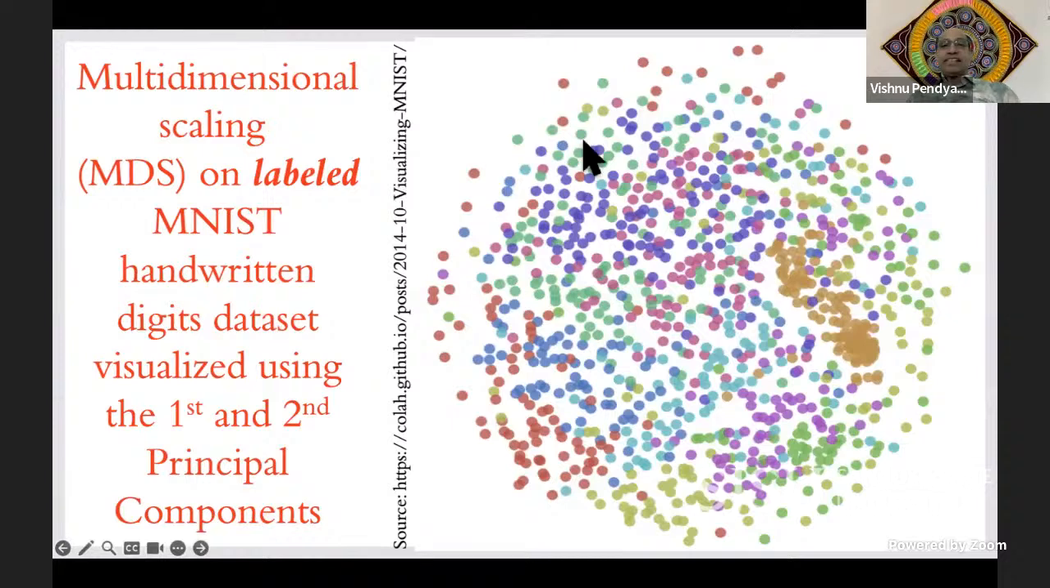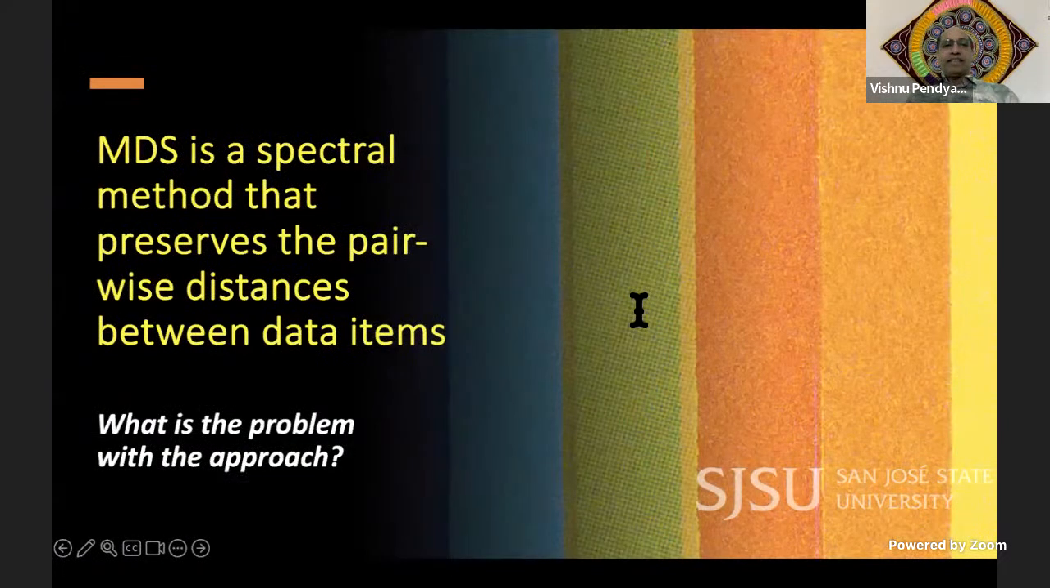There's a very nice visualization. Anyway, I'll show this. I'll come to this visualization later. I'll save that for the last, but there's a very nice visualization of this. So that is MDS. It still does not perform well.